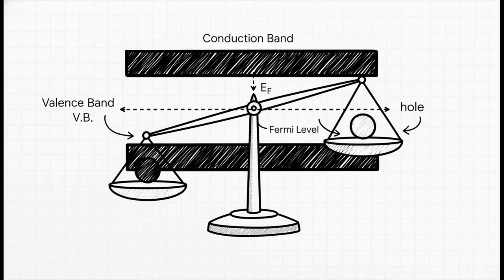It's all perfectly balanced. And because of this perfect symmetry, our sea level, the Fermi level, sits smack dab in the middle of the band gap. This is our neutral, perfectly balanced starting point.